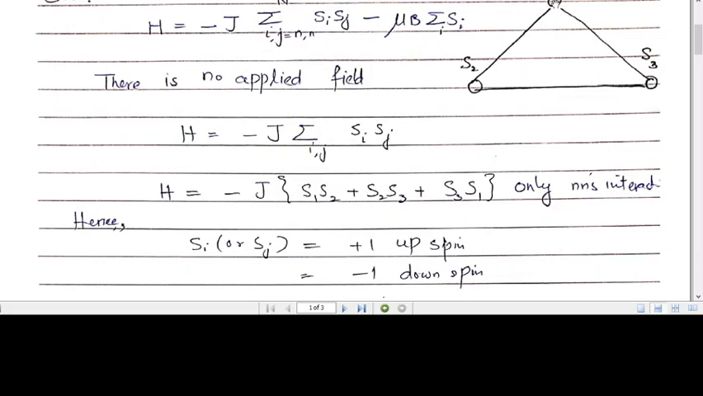That is, if this spin is in the upward direction and this spin is also upward, we will have plus 1 for this side and plus 1 for this side, so the product S1 S2 will give you 1. Similarly we can solve the other products based on the arrangement of spins on the different sites. Keeping in view the arrangement of spins, we can make eight different possible combinations of these three spins on these three lattice sites.